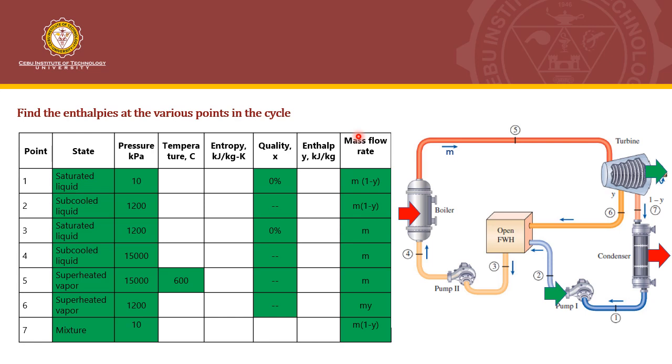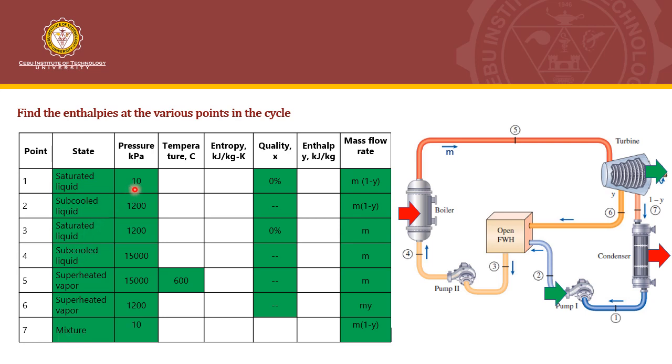Based on our schematic diagram, point 1 is a saturated liquid because it is where it leaves the condenser. Point 2 is a subcooled liquid, based also on the TS diagram. Point 3 is a saturated liquid because it is where it leaves the open feed water heater. So take note that every time it leaves, it will be a saturated liquid. Point 4 is a subcooled liquid. Point 5 is a superheated vapor because it is where it reached the maximum pressure and temperature. And then point 6 is a superheated vapor, and point 7 is a mixture.